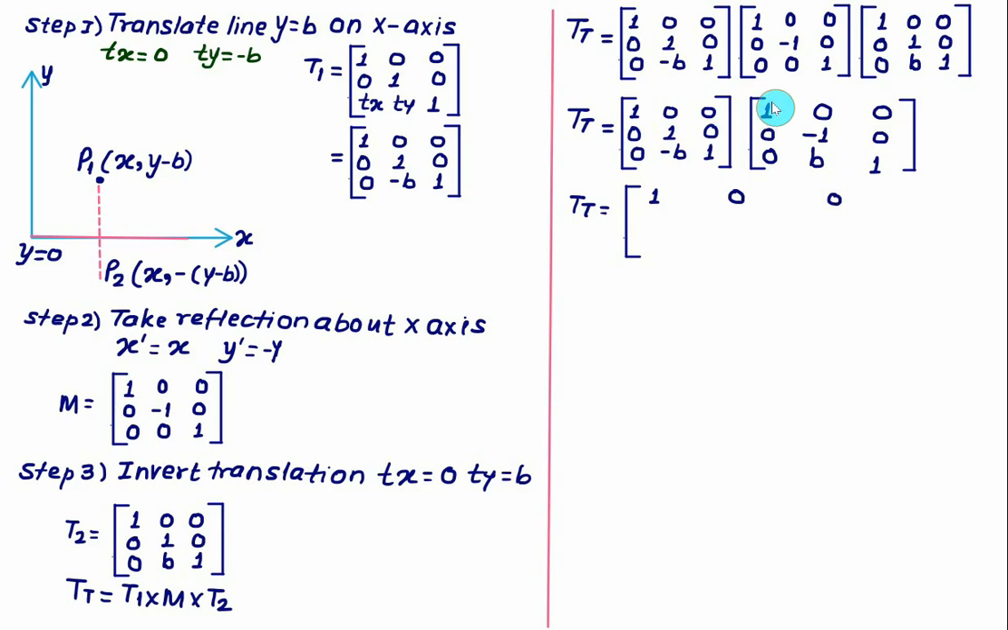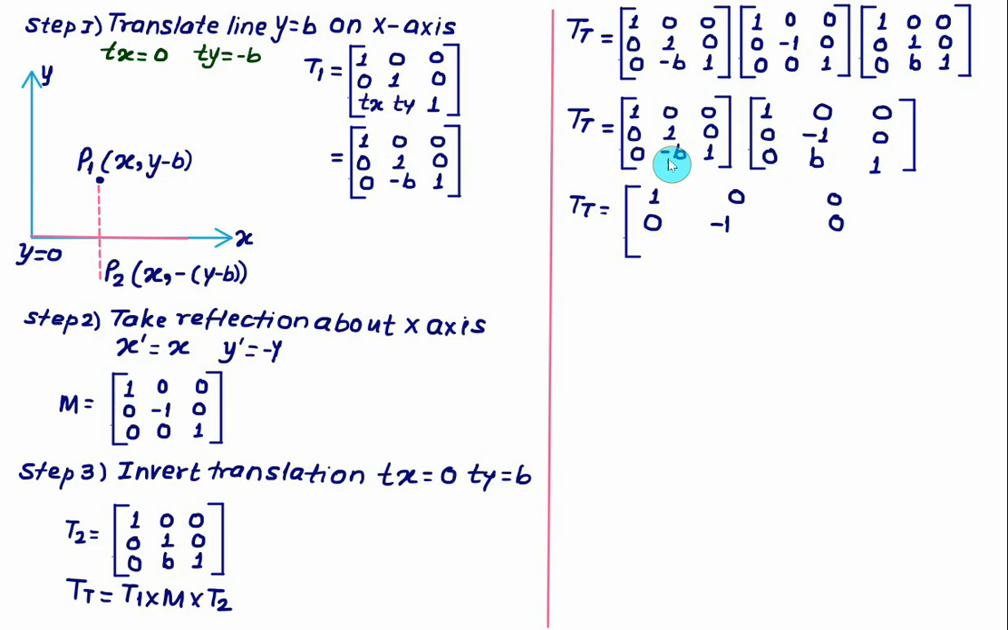Then we have second row and first column: 0 into 1 is 0, plus 1 into 0 is 0, 0 into 0 is 0. Then second row and second column: we have 0 into 0 is 0, 1 into minus 1 is minus 1, plus 0 into b, which is the same as minus 1. Then we have 0 into 0, 1 into 0, 0 into 1, which is equal to 0.